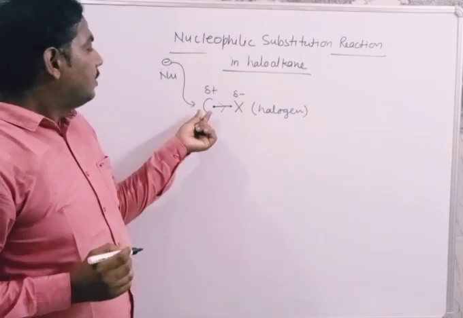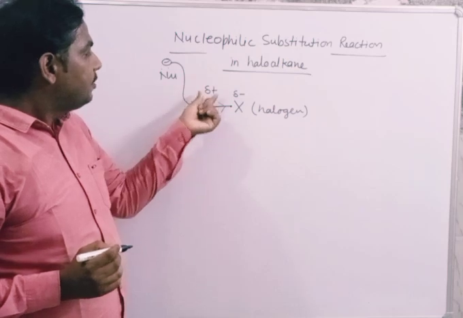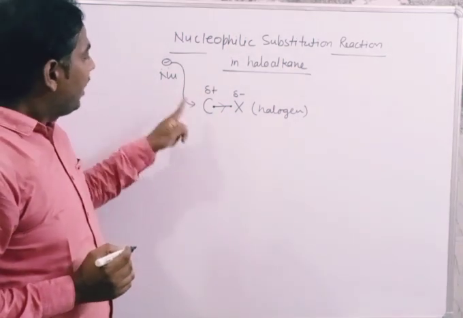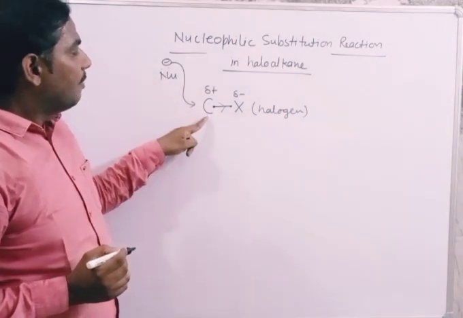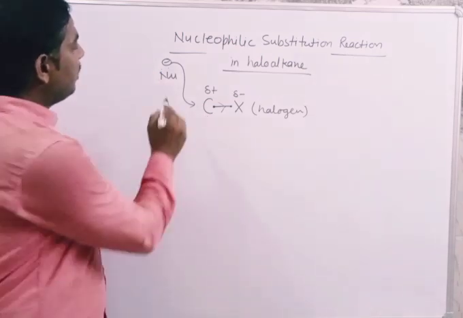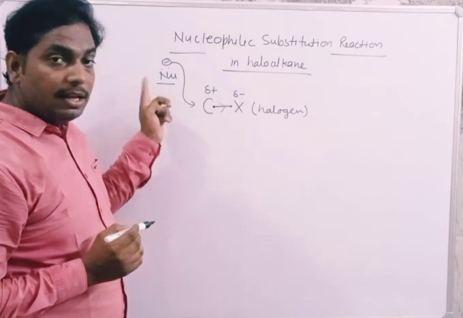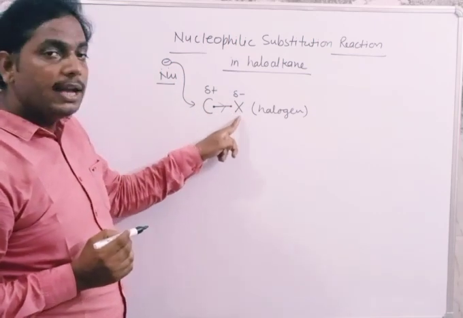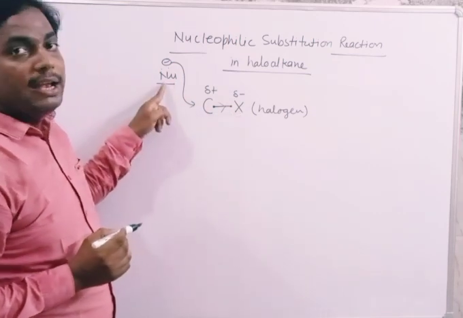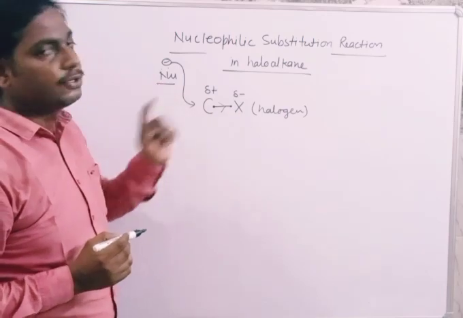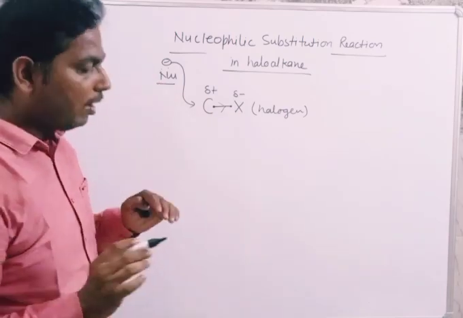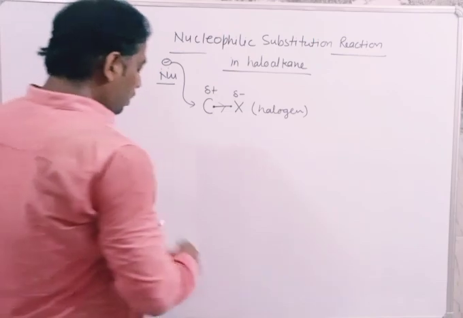So the formation of the partial positive charge on the carbon invites the nucleophile to attack it, but the nucleophile displaces X only when it has higher reactivity than X. Is that clear?